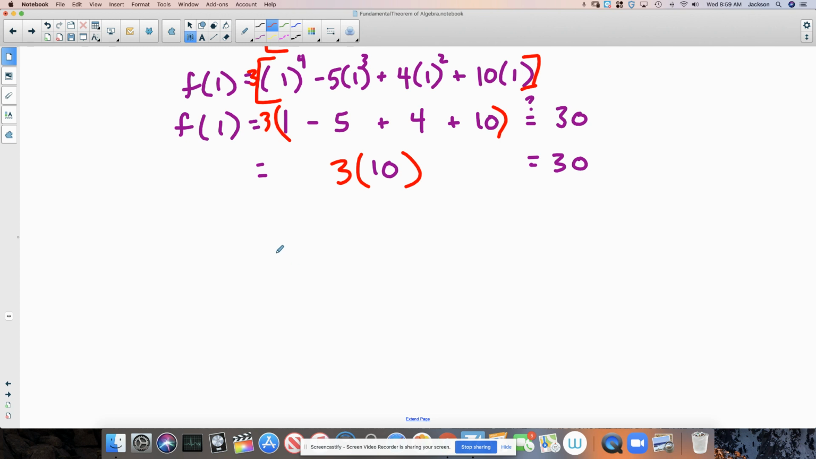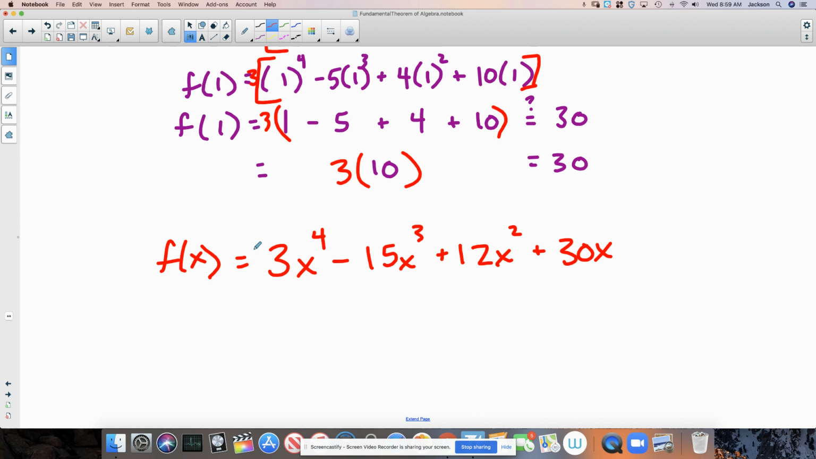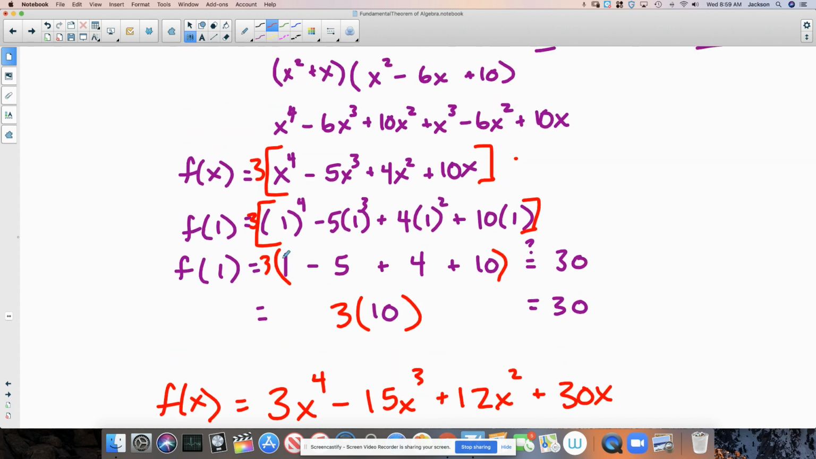So the final answer is 3x to the fourth minus 15x cubed plus 12x squared plus 30x. This is what we get when we multiply. Sorry if you can't see it, I kind of threw it off the screen here. But this is what we get when we multiply all of the terms in that function by 3.